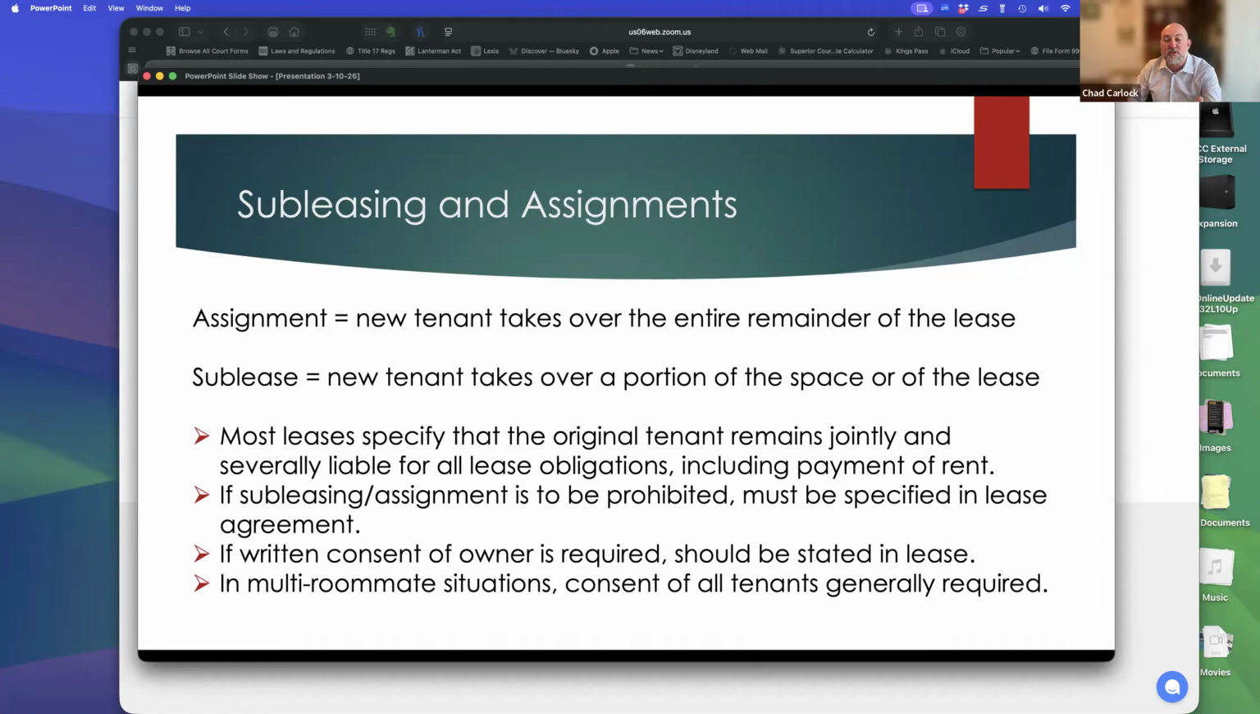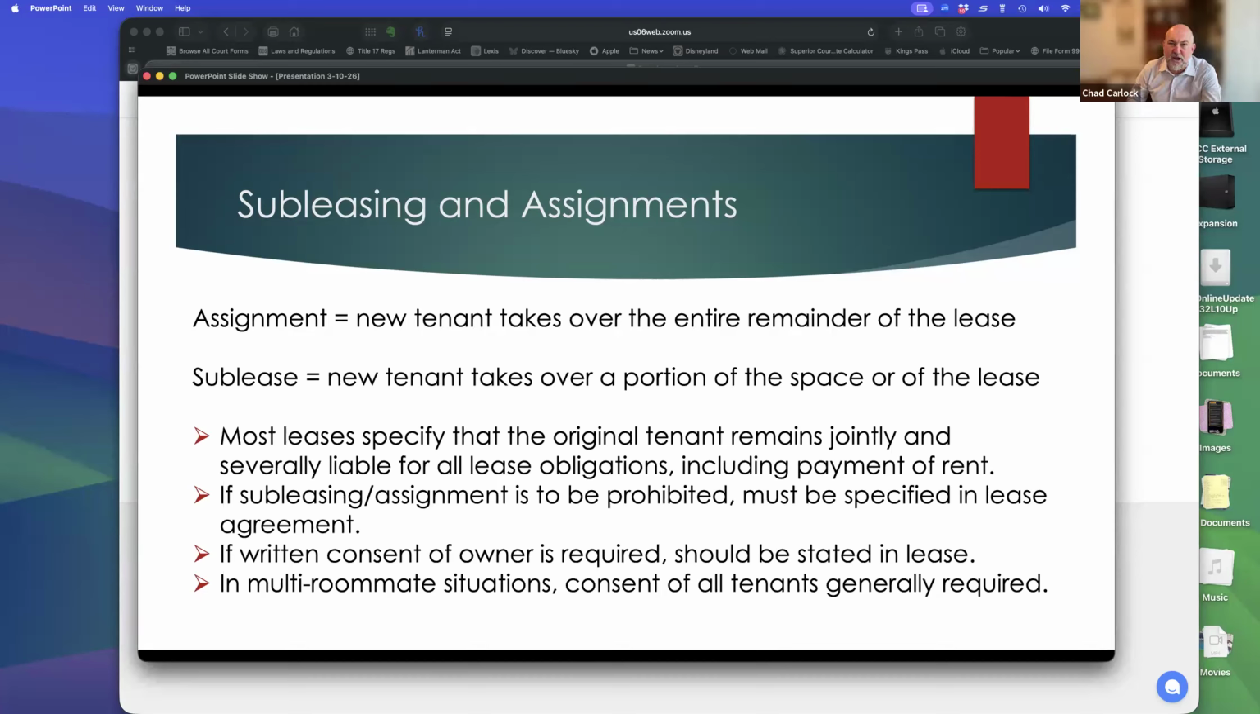If you are going to prohibit subleasing or an assignment or limit it, then you need to specify that in writing in your lease agreement. If you want to prohibit subleasing or assignment without your consent, then you should state that in the lease.